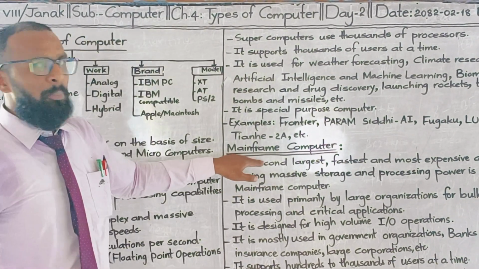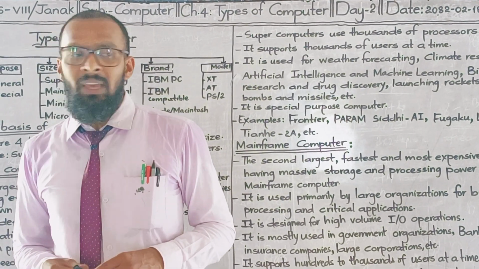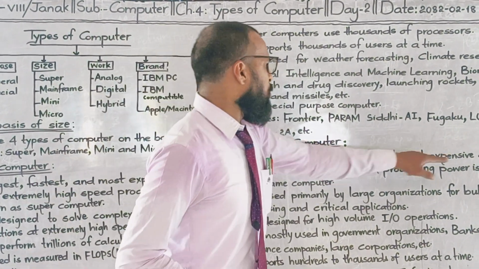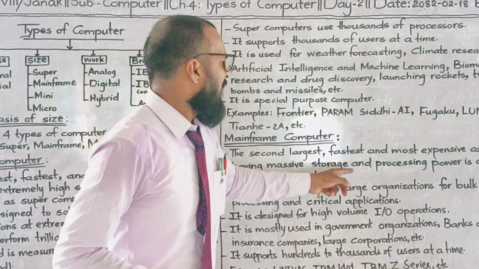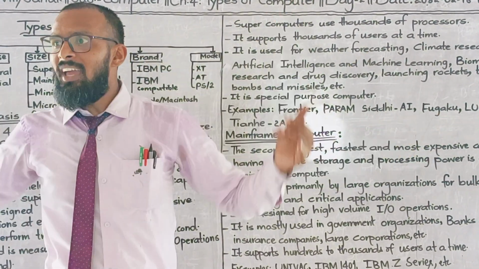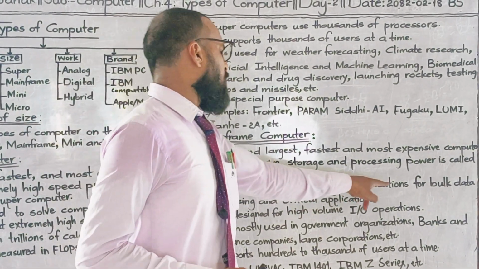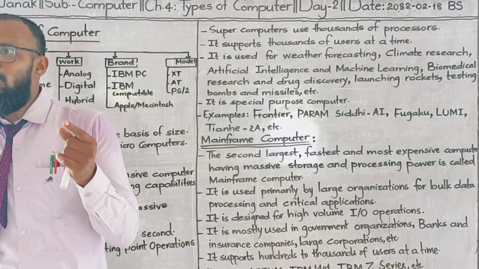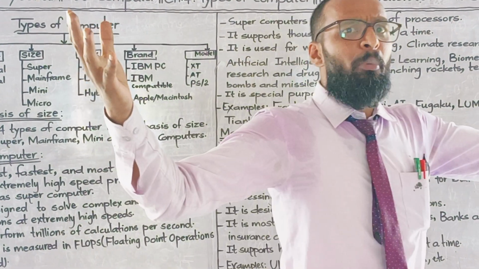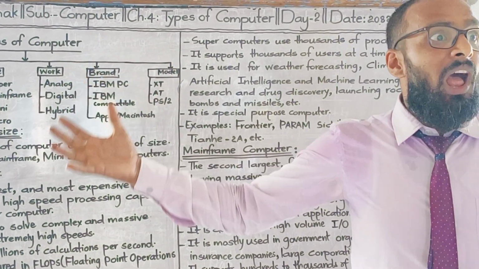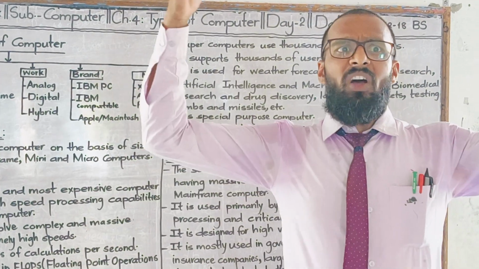Good. And is the mainframe computer the third largest or second largest? Second largest. And remember, it is the second largest and most expensive computer, having massive storage. And its processing power is also high. It is used primarily by large organizations for bulk data processing. Do you know what bulk data processing means? What type of data is called bulk data? A very large volume of data. Large amount of data. Understood?